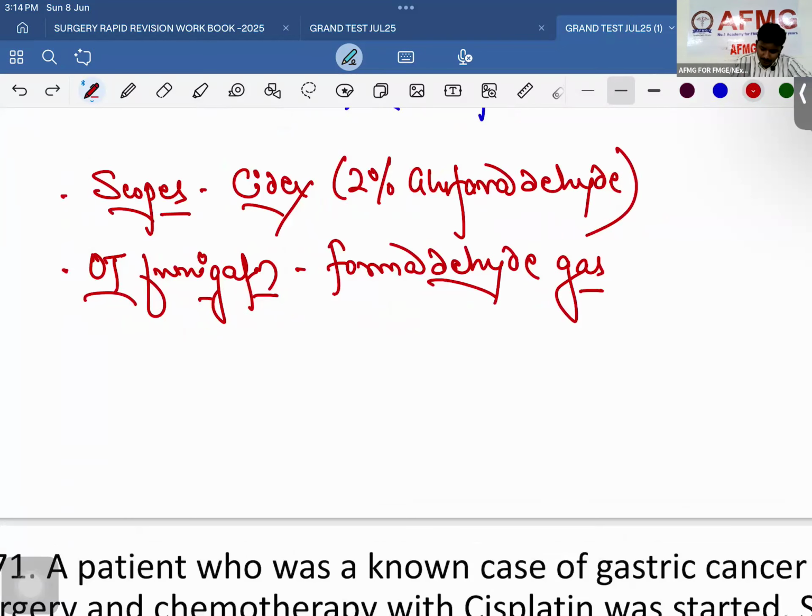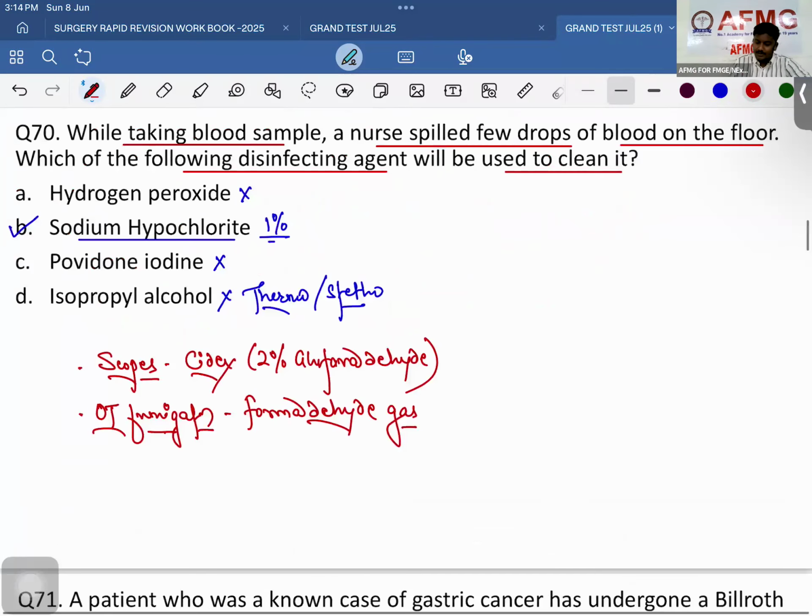So that is what is important to be remembered. At least remember these important ones, beta. Clear?